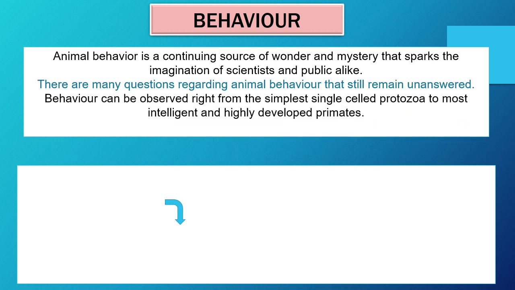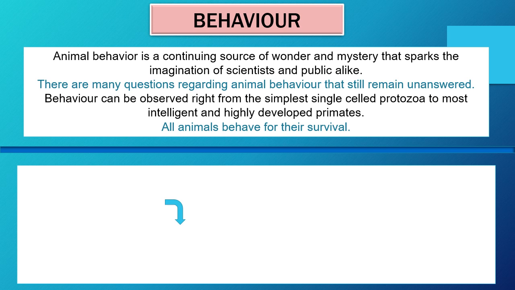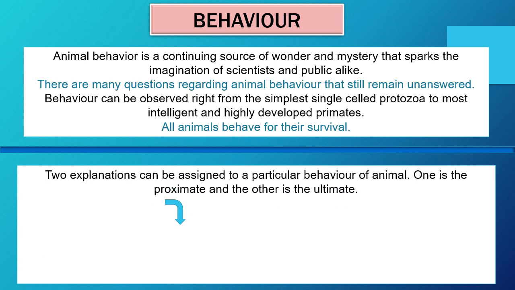Behavior can be observed right from the simplest single-cell protozoa to most intelligent and highly developed primates. All animals behave for their survival. Two explanations can be assigned to a particular behavior of an animal. One is the proximate and the other is the ultimate. To make it more clear, I want to cite an example.